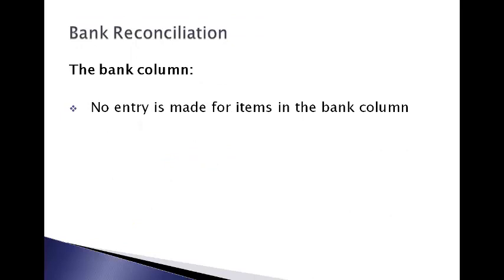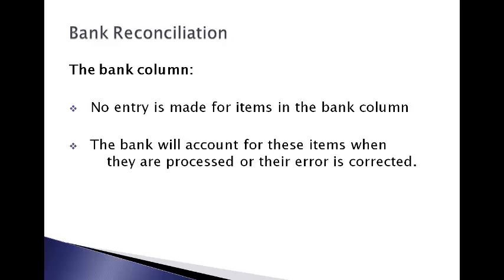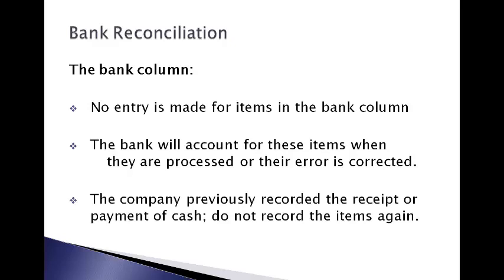No journal entry is made for items listed in the bank column. The bank will account for these items when they are processed or their error is corrected. The company has already recorded the receipt and payment of cash and should not record the items again.